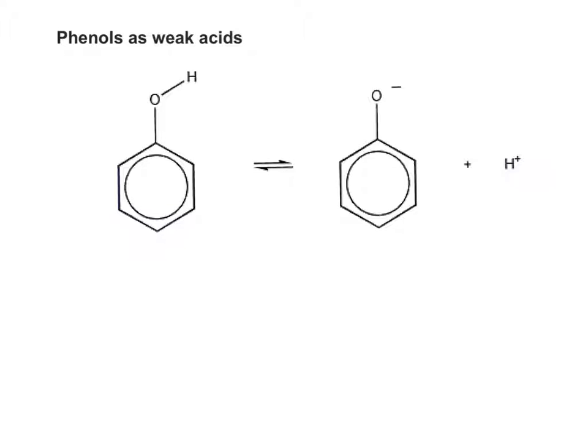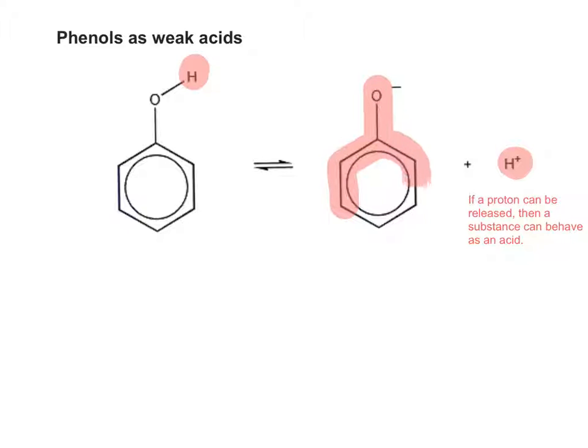So basically what happens is a phenol can behave first of all as a weak acid. For it to do so, you have to be able to release a proton. So if a proton can be released, then your substance can be described as an acid. In order for that to happen easily, the rest of the molecule that's left behind has to be stable.